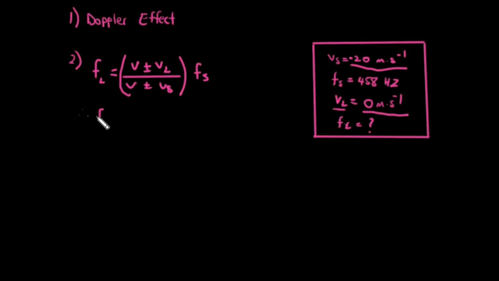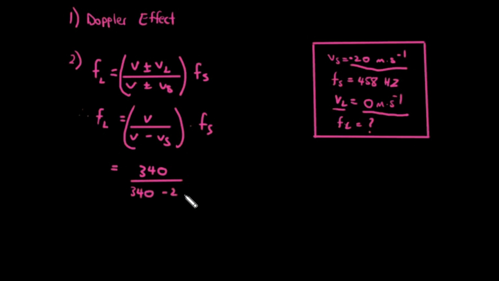So therefore the formula we're going to use to calculate FL is equal to V all over V minus Vs, in brackets, times Fs. And now this is equal to 340, all over 340 minus 20, in brackets, times 458. That is all our information there.